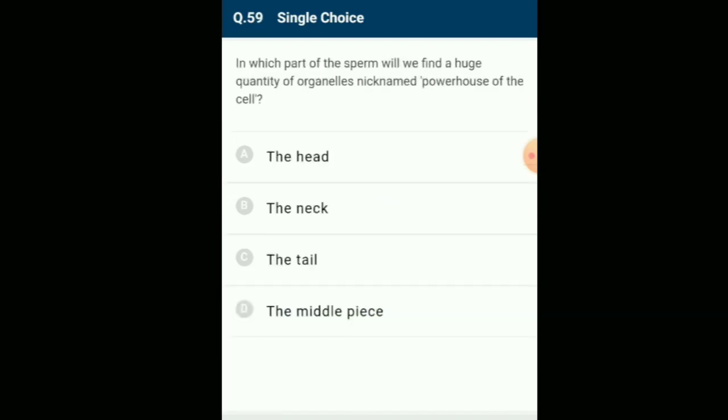Question number 59. In which part of the sperm will we find a huge quantity of organelles nicknamed the powerhouse of the cell? The middle piece of the sperm contains numerous mitochondria, the powerhouse of the cell. These mitochondria supply the sperm with the energy which it requires for its motility and fertilizing capacity. So the answer for this question is option D, the middle piece.